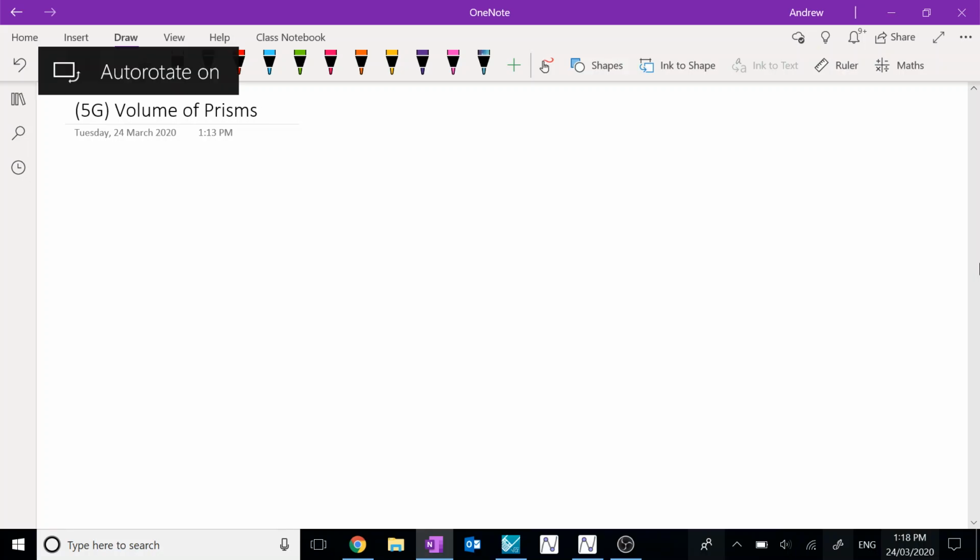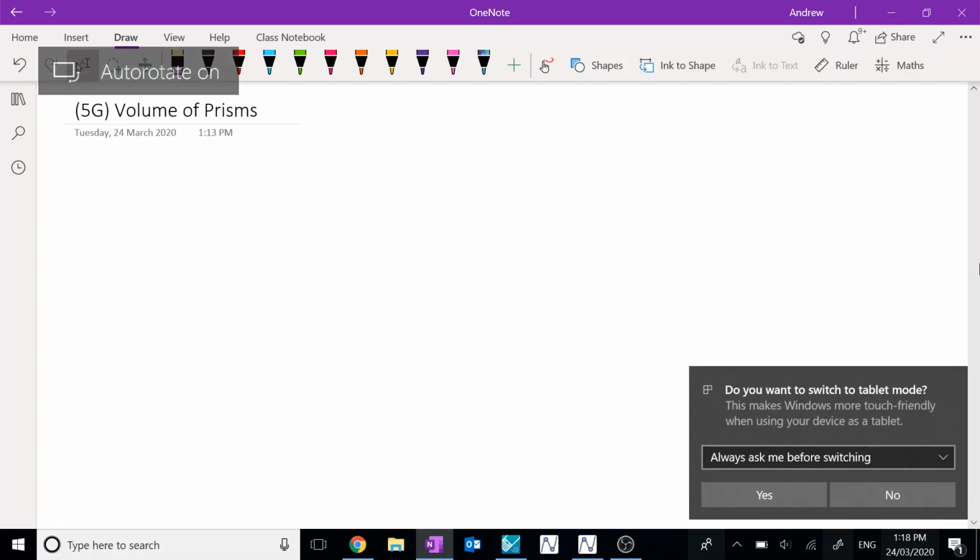So today we are doing volume of a prism. We've been touching on surface area for the past two lessons, and volume is probably, in my opinion, easier than it.